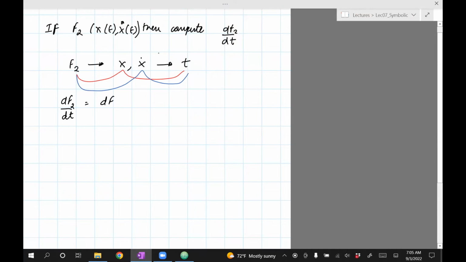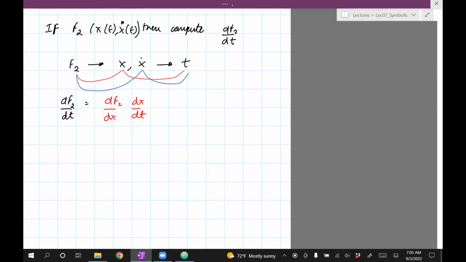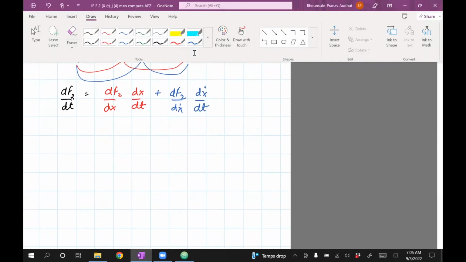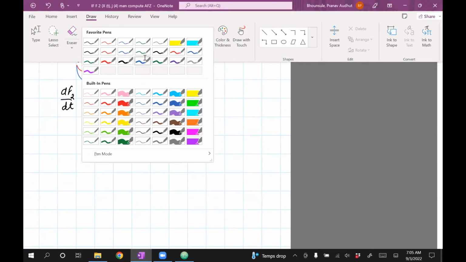So the chain rule now is df2/dx times dx/dt. That is the red. Maybe I should just put it in red. dx/dt, and then I have plus df2/dx dot times dx dot/dt, and that's my formula for the derivative.